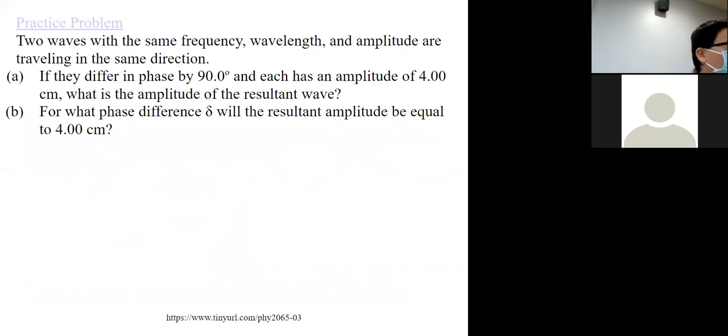Let's take a look at this practice problem. It says you have two waves with the same frequency, wavelength, and amplitude, traveling in the same direction. If they differ in phase by 90 degrees, so that means delta is equal to 90 degrees, and each has an amplitude of 4.00 centimeters, what's the amplitude of the resultant wave? For what phase difference delta will the resultant amplitude be equal to 4.0?